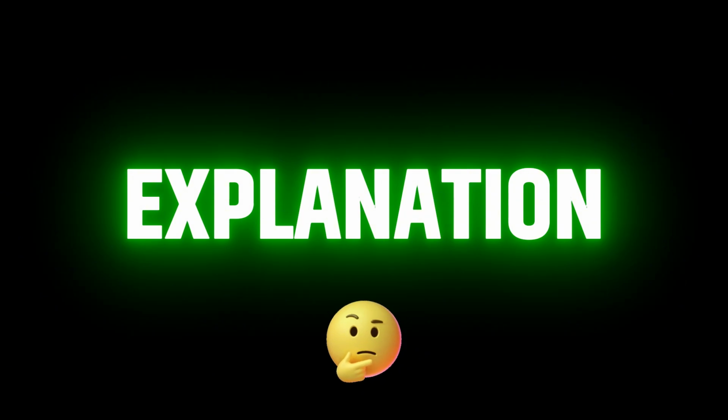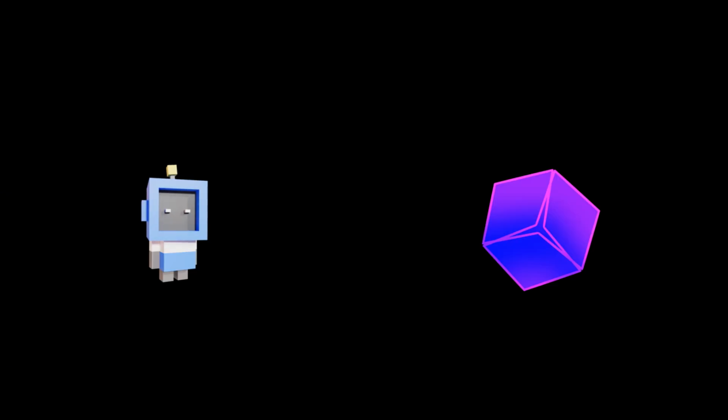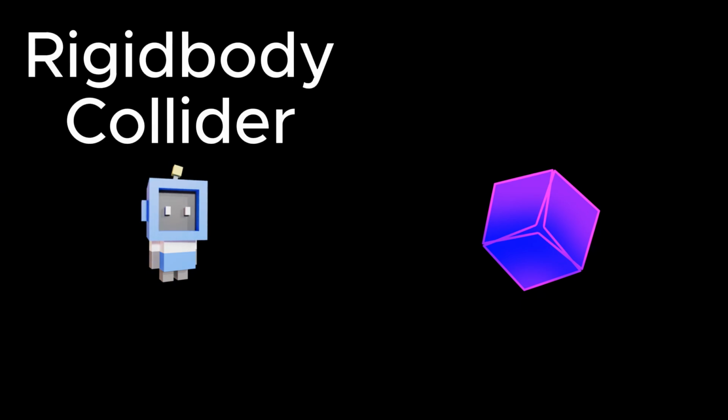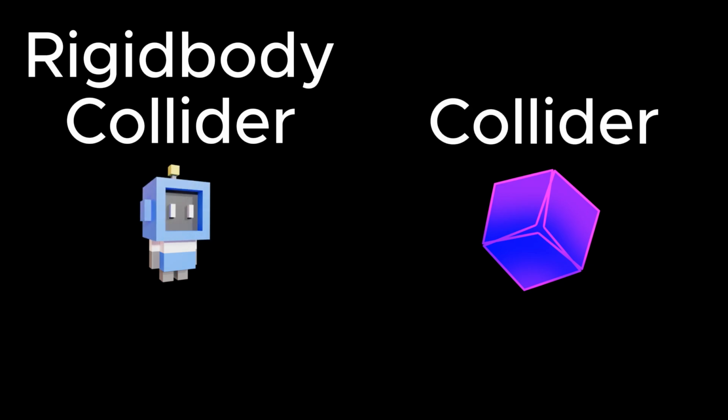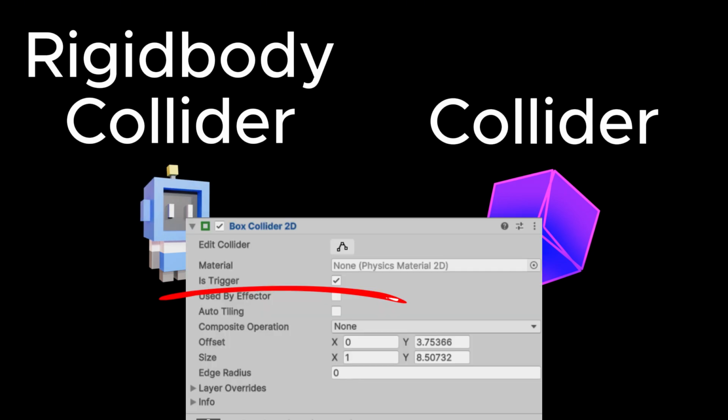Explanation time. For collision and trigger detection in Unity, the first object has to have the Rigidbody component and also the collider, and the second one only the collider, right? So for collisions, we're using a collider. If you're using this as a trigger, then you have to select Is Trigger, as you remember, and that's it.